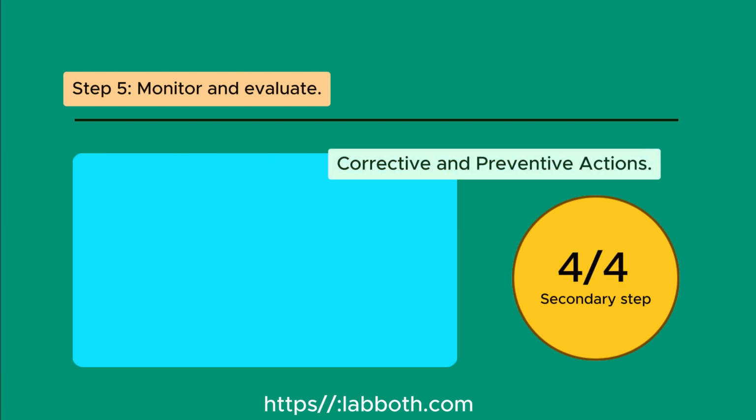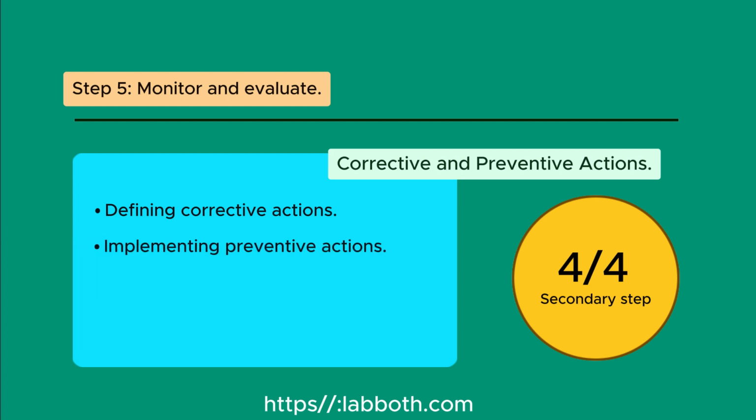Implement corrective and preventive actions in case deviations or failures in the impartiality management program are detected. Defining corrective actions. Implementing preventive actions. Documentation and follow-up. Continuous monitoring and evaluation of the impartiality management program are essential to ensure the effectiveness of control measures and the maintenance of a high level of objectivity in the clinical laboratory. Next, observe the last step in this impartiality management process.